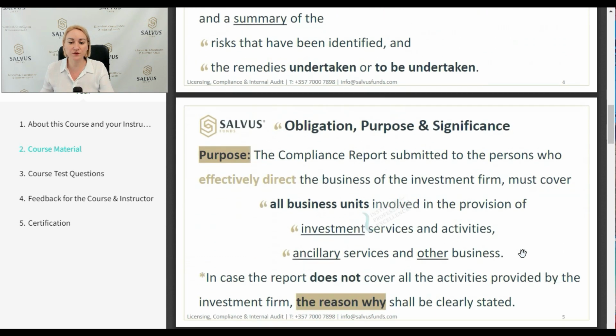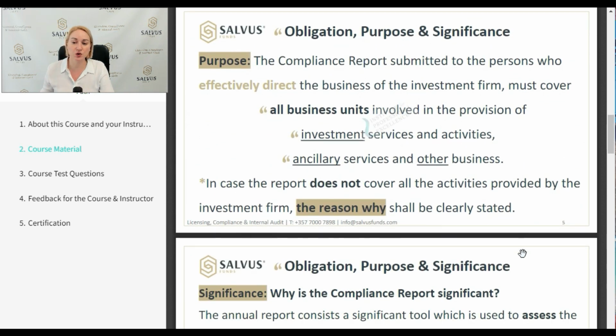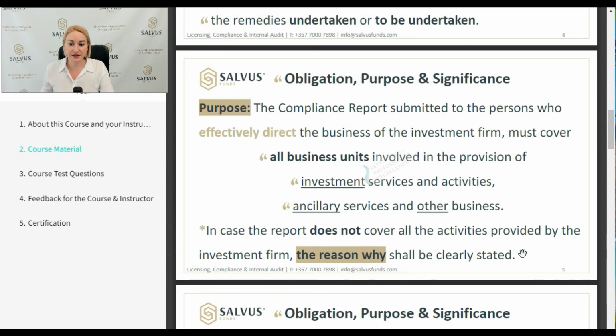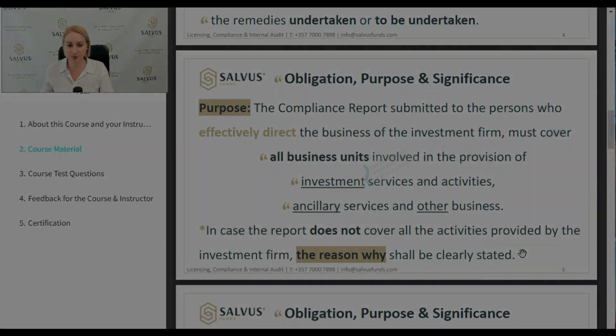The purpose of it, of course, is to effectively direct the business of the investment firm, where we cover all business units, including the investment service activities and ancillary services. And in case the report does not cover all the activities provided, we have to explain within the report why.